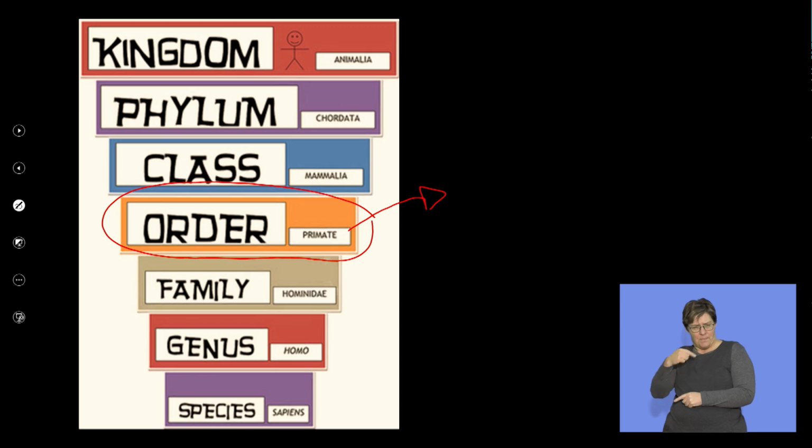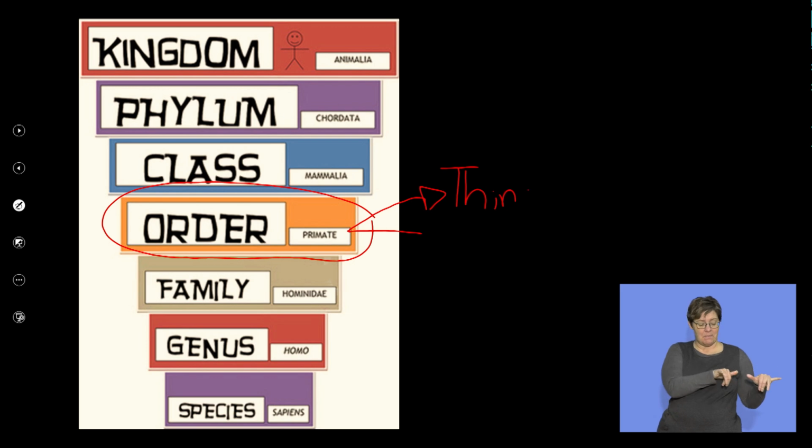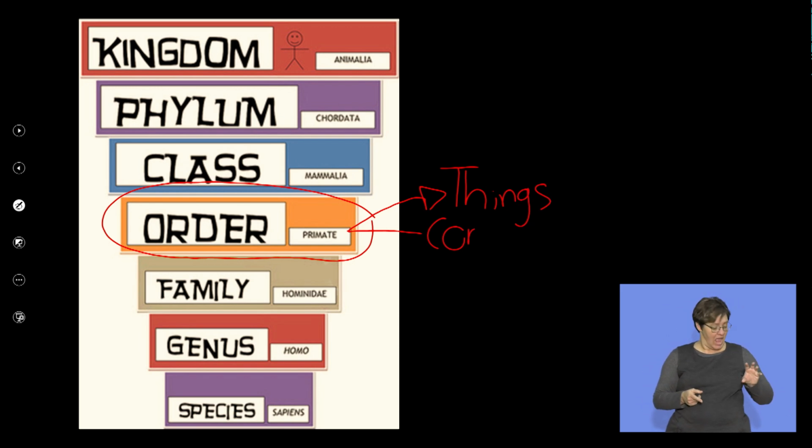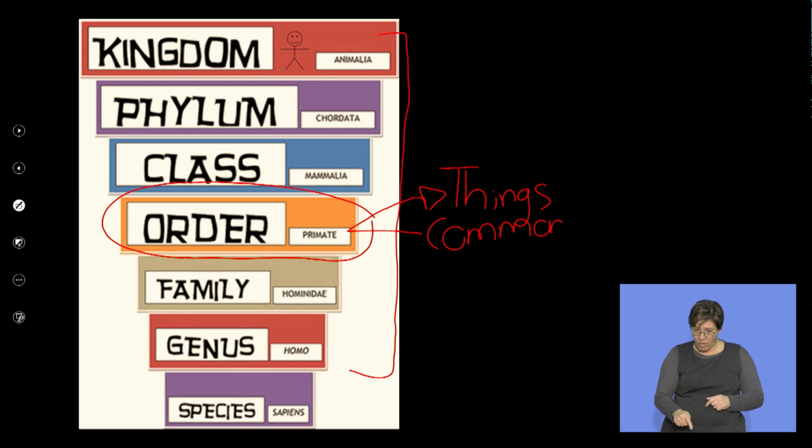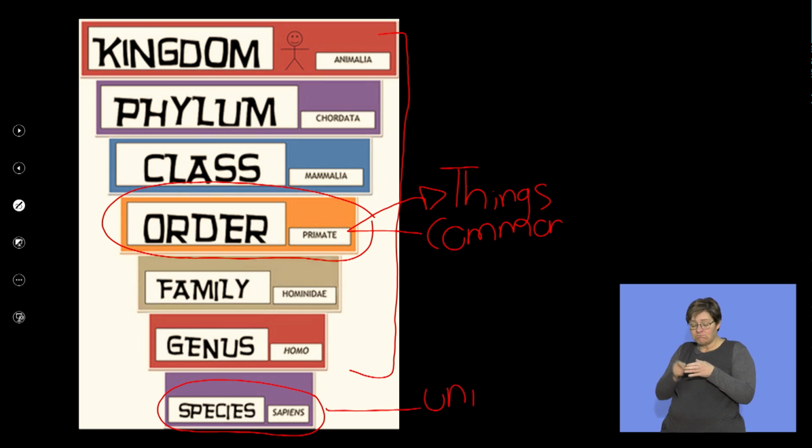Does that make us a great ape? Does that make us a chimpanzee? Does it make us an orangutan? No. What does it do? We are going to have things in common. All the way down here, we're going to have things in common with certain other species. This last one at the end here, the species, is the characteristic that makes us totally unique.